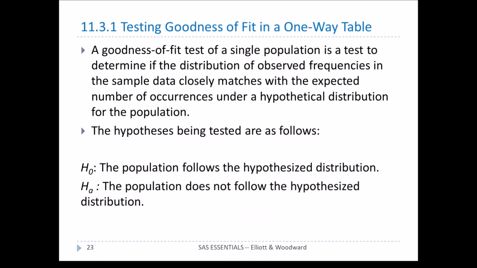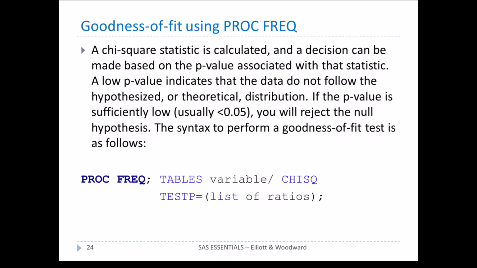Okay, let's look at testing goodness of fit in a one-way table. A goodness of fit test is of a single population to determine if the distribution of observed frequencies in a sample closely matches the expected number of occurrences in a hypothetical distribution. So the null hypothesis is that the population follows whatever hypothesized distribution we have, and the alternative is that it does not.